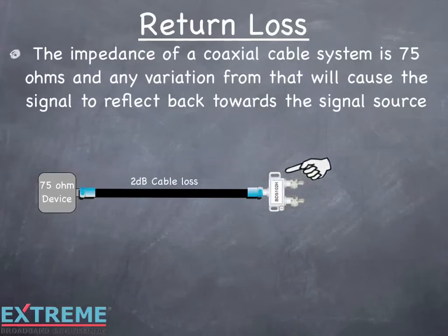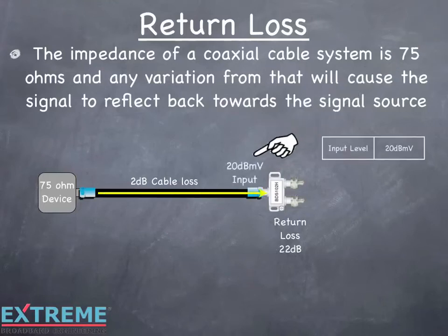The input port of the two-way splitter has a return loss of 22 dB. The signal is fed from the 75 ohm device through the coaxial cable, and at the input of the splitter we have 20 dBmV. As we discussed previously, the reflected signal will be attenuated by the value of the return loss of the device, which in this case is 22 dB. We had 20 dBmV on the input, and now we subtract 22 dB from that for a result of a minus 2 dBmV.